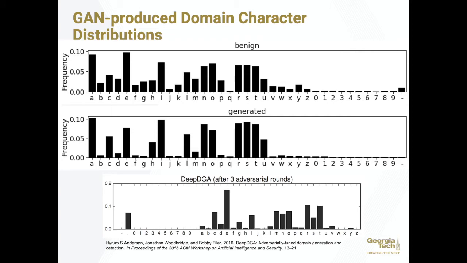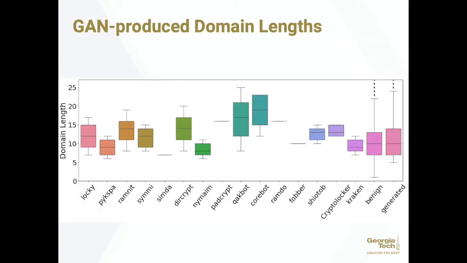This distribution also showed a significant improvement in similarity compared to the domains produced by the GAN in the DeepDGA paper. This similarity also occurs in the length of the generated domain set, where we can see that our generated domains were able to fairly closely match the length distribution observed in the benign set.